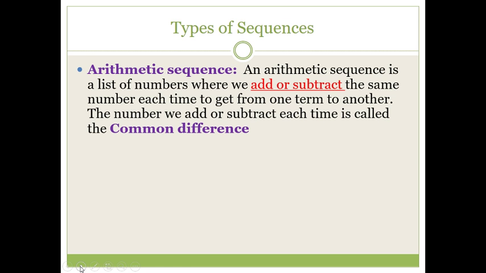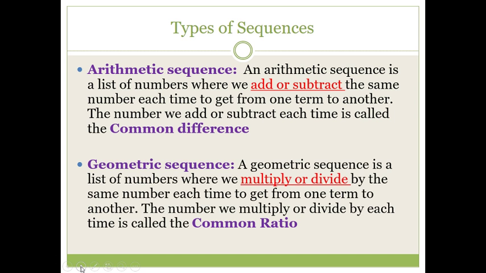All right, so we have two types of sequences that we're going to talk about today. The first one is called an arithmetic sequence. An arithmetic sequence is an ordered list of numbers where we add or subtract the same number each time to get from one term to another. And that number that we're adding or subtracting each time is called the common difference.